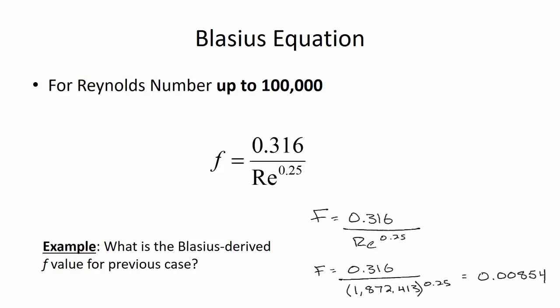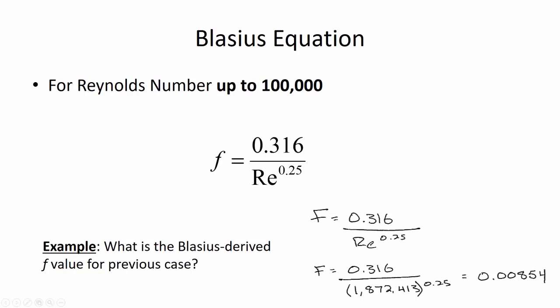So 0.316, and the Reynolds number is 1.87 times 10 to the 6th, and we do that to the 0.25 power. All right, then we get an f value of, according to this, 0.00854.